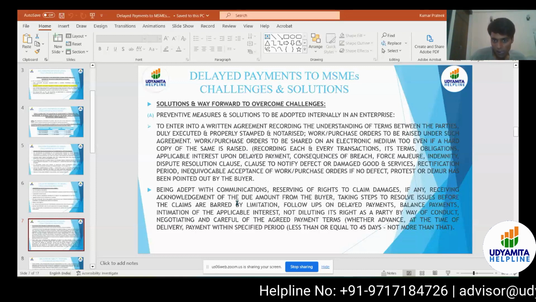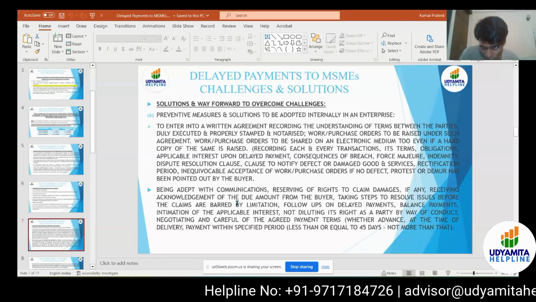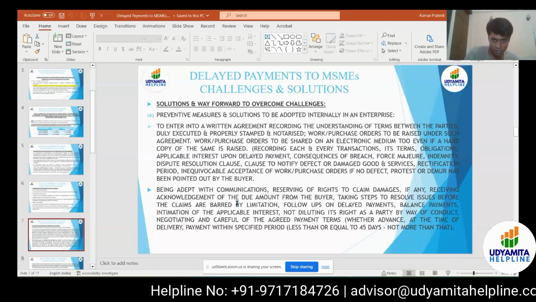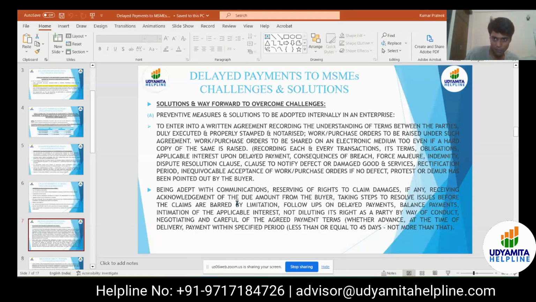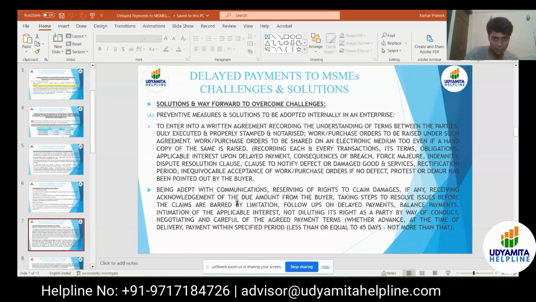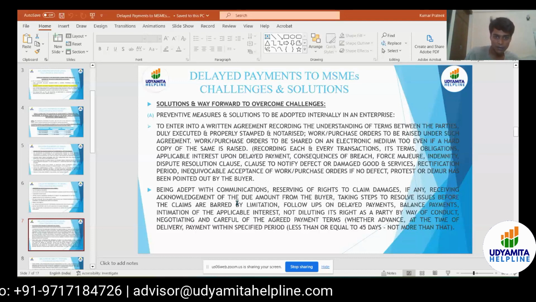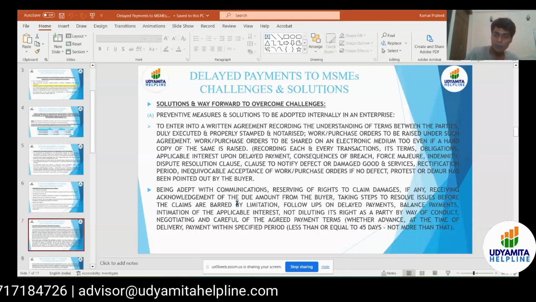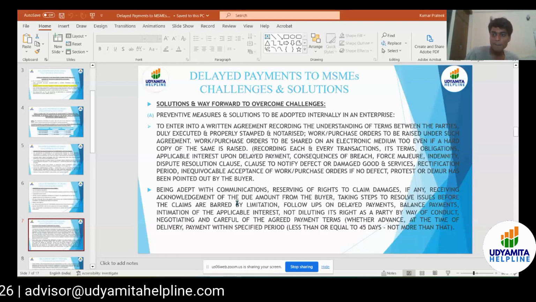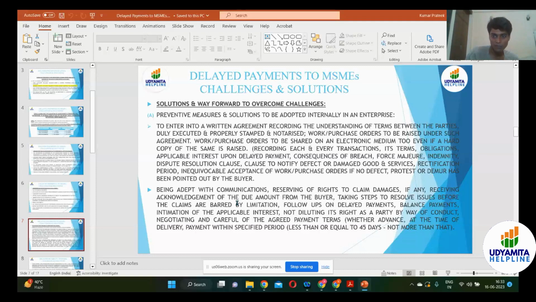Going forward, work purchase orders to be raised under such agreement, and shared on an electronic medium too, even if a hard copy of the same is raised, recording each and every transaction, its terms, obligations, applicable interest upon delayed payment, consequences of breach, force majeure, indemnity, dispute resolution clause, clause to notify defective or damaged goods and services, rectification period, and unequivocal acceptance of work purchase orders if no defect, protest, or demur has been pointed out by the buyer.